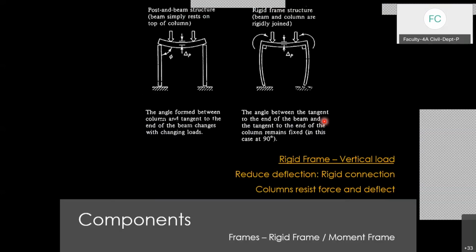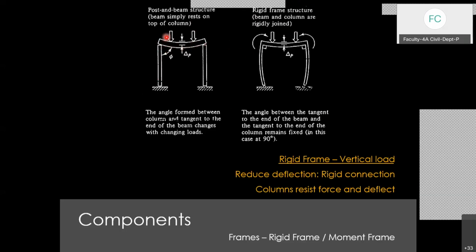Now you can see this. In a post and beam structure, the beam simply rests on top of the column, while in a rigid frame structure, the beam and column are rigidly jointed. So there are two things. If you just look at the beam, which is simply resting on the top of a column, the columns are separate and the beam is separate.